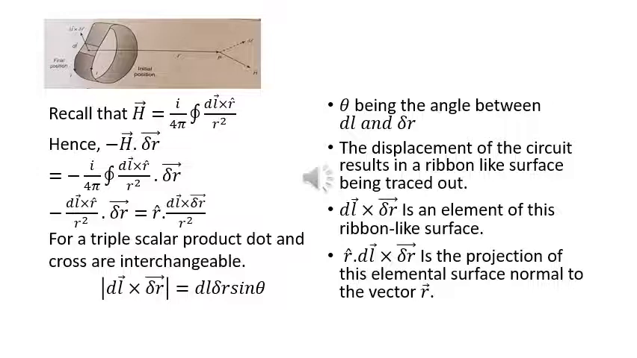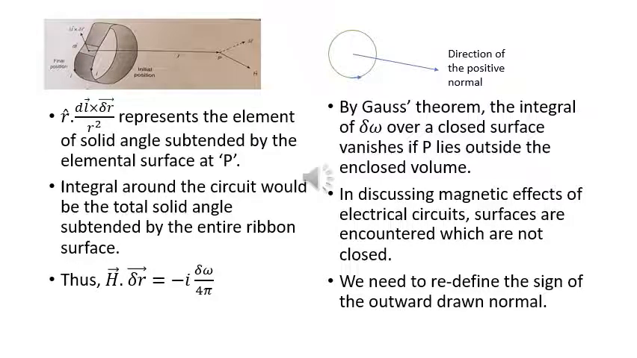The displacement of the circuit results in a ribbon-like surface being traced out. dl cross delta r is an element of this ribbon-like surface. R dot dl cross delta r is the projection of this elemental surface normal to the vector r. R dot dl cross delta r upon r square represents the element of solid angle subtended by the elemental surface at P. The integral around the circuit would be the total solid angle subtended by the entire ribbon surface. Thus, H dot delta R is equal to minus I delta omega by 4 pi.